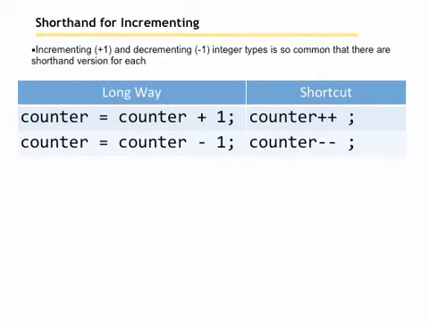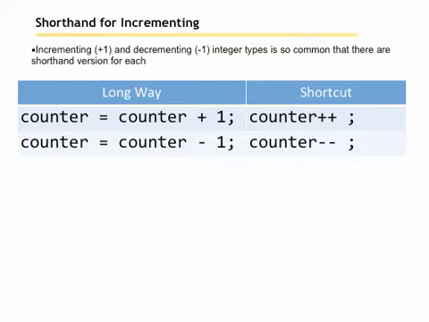There's a shortcut provided because we do it so frequently. There is a shortcut provided for incrementing, and it is the plus plus operator. So 2 plus signs right next to each other with no space between. So the long way would be to say counter equals counter plus 1. But as a shortcut, we can say counter plus plus. Does the exact same thing.